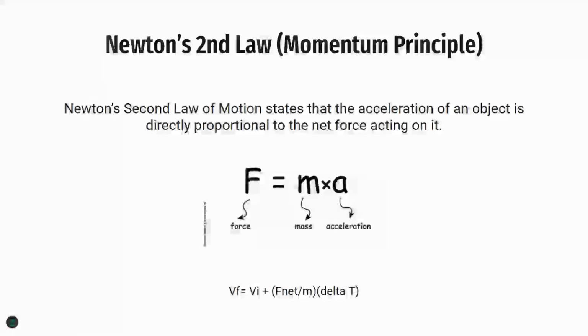Newton's second law, or the momentum principle, states that the acceleration of an object is directly proportional to the net force acting on it. This gives you the formula force equals mass times acceleration. This formula can also be derived to find the velocity formula, which is final velocity equals initial velocity plus F net divided by mass times delta t.